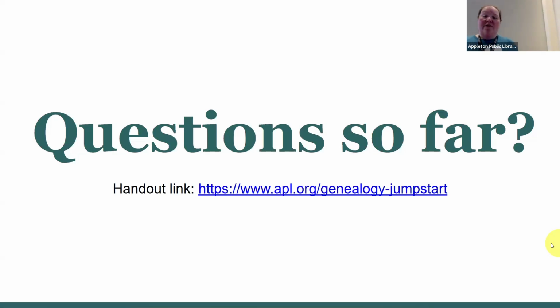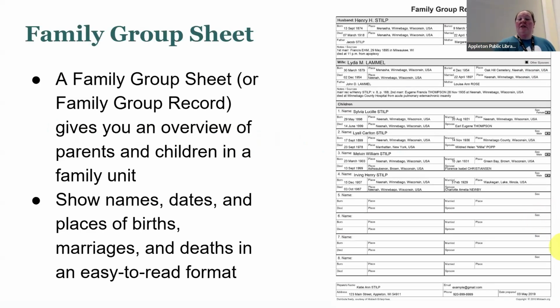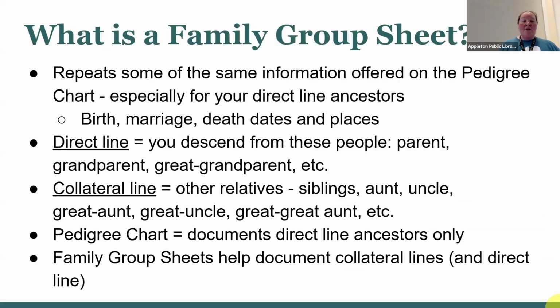All right, let's dive into the family group sheets then. So the family group sheet or family group record gives you a little bit more of an overview of parents and children in a family unit. So each family is going to get a family group sheet, hence why it's called the family group sheet. It's going to show you some similar information. So it's going to show you names and dates, places of birth, places of marriage and death, but in a little bit more easy to read format, as you can see in the example. And I'll zoom in just a minute to show you a little bit more detail.